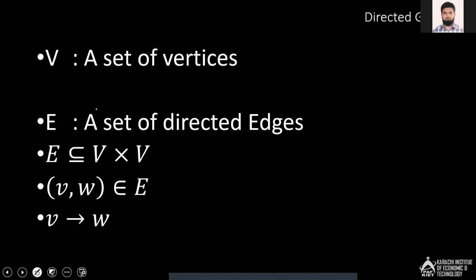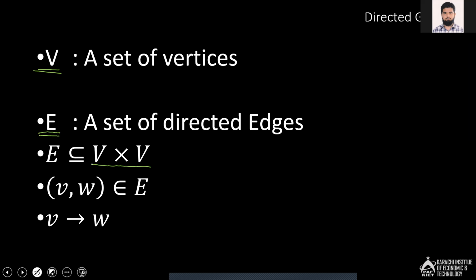So for a computer scientist, a graph, and specifically a directed graph, consists of a set of vertices labeled V and a set of directed edges, and we call this set E. And moreover, the set of directed edges is a subset of the cross product, or the Cartesian product, of the set V.